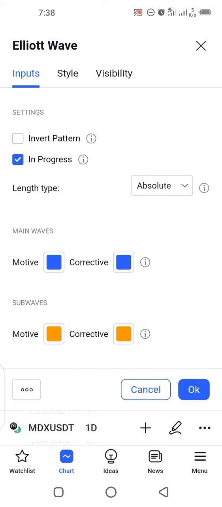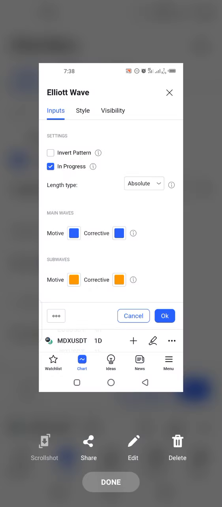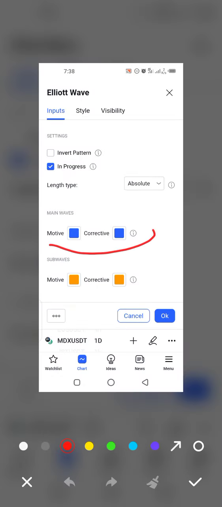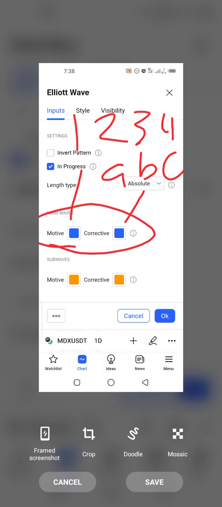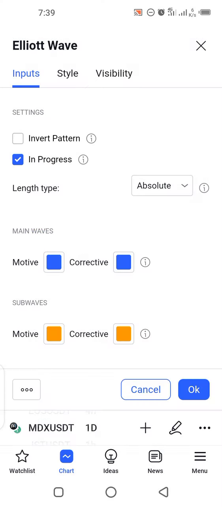It will have these areas. It has basically two: the main wave that has the motive and the collective. When we talk about motive, we shall see areas called 1, 2, 3, and 4. And in the collective, we shall see areas A, B, and C. So we want to remove the subwaves and only remain with the main waves.